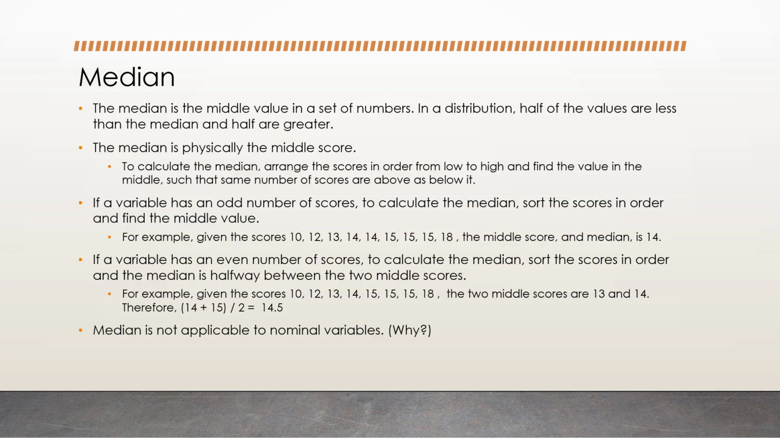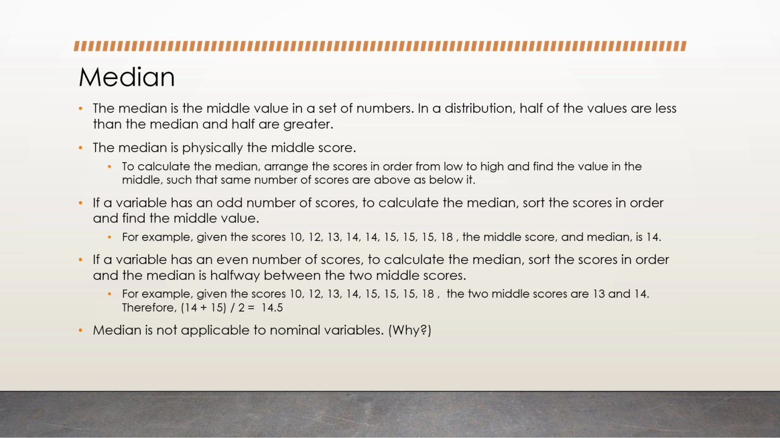Another measure of central tendency is the median. Let's continue with the variable age. To find the median, we first sort the values from lowest to the highest. The median is the middle score, which is 14 in this case. If a variable has an even number of scores, we take the average of the 2 middle scores after sorting. Median cannot be used with nominal variables because nominal values are simply numeric labels and they cannot be logically ordered from low to high.